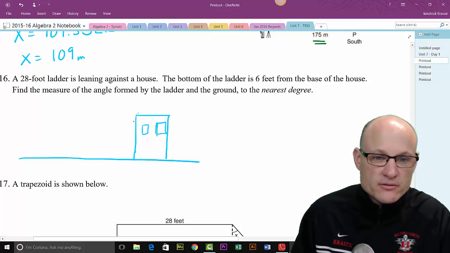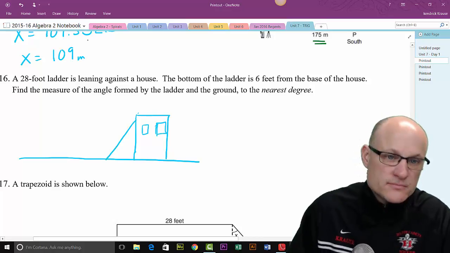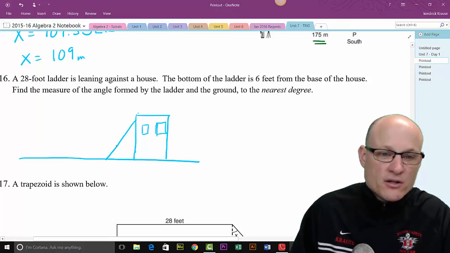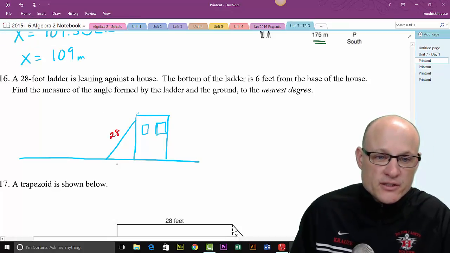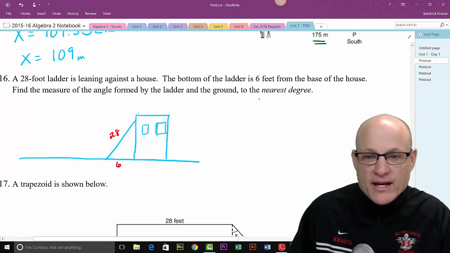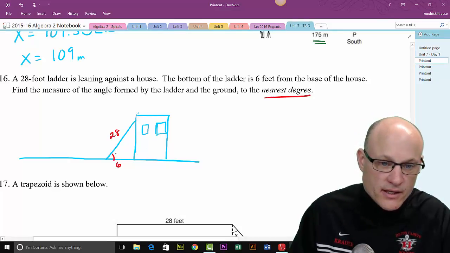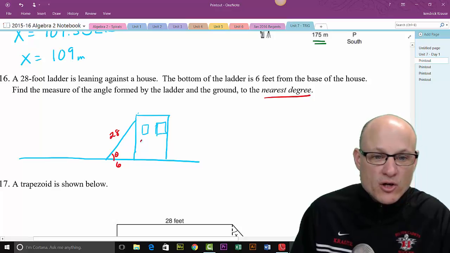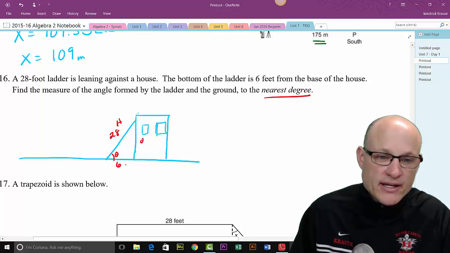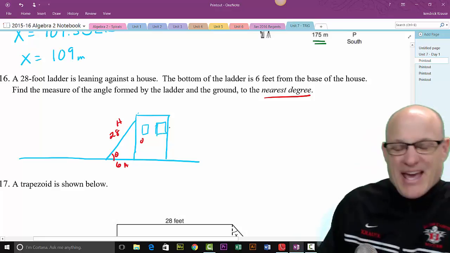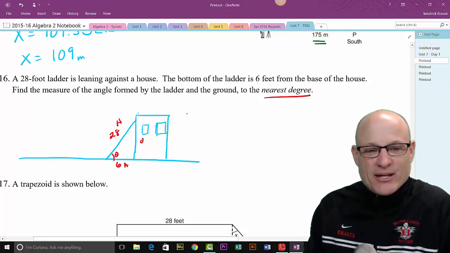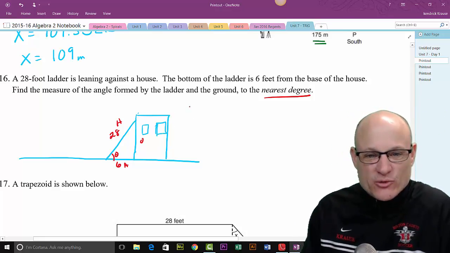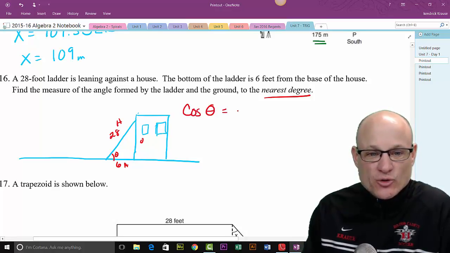So there's my ladder, and let me label this in a different color. It's 28 feet. My ladder is put 6 feet away. What angle does it make? Theta. Well, I label it O, H, and A. And A and H are in play. Well, if A and H are in play, that's cosine. So cosine of theta is equal to 6 over 28.